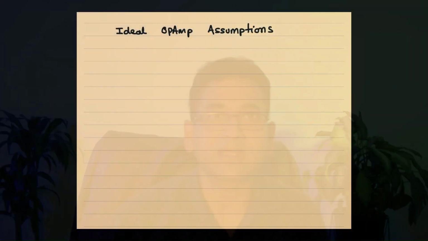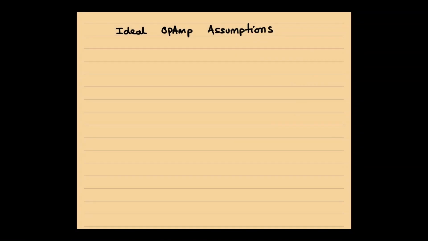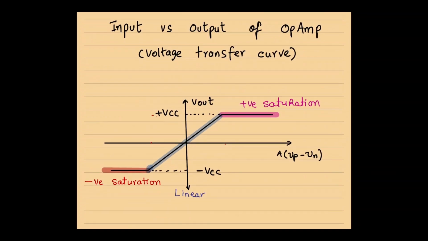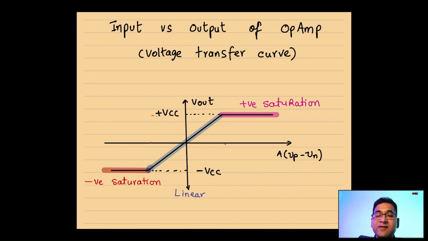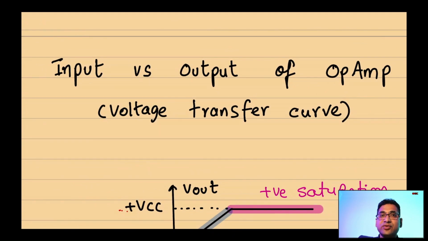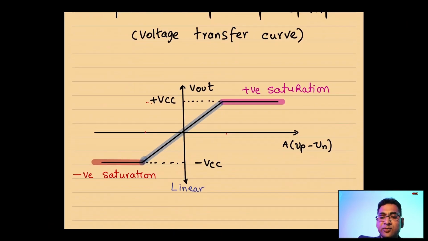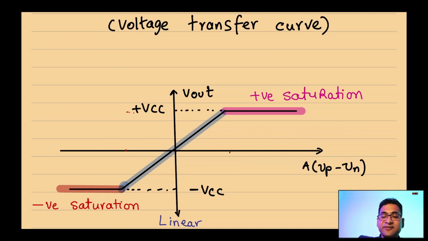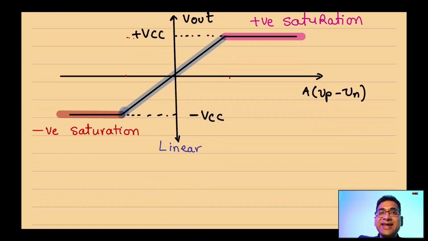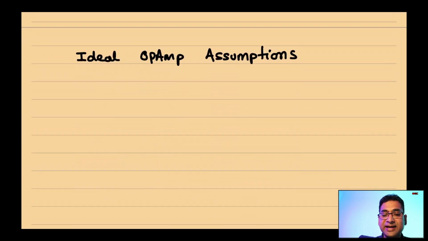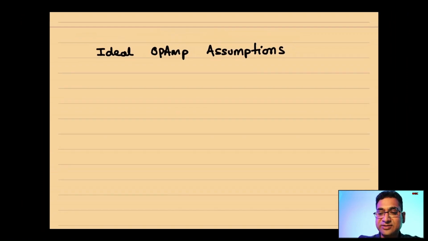Now, this is going to be a short video, a continuation of section 5.2. What we did in the last video is look at the relationship between input and output of the operational amplifier. They like to call it the voltage transfer curve. We saw that there are two regions of saturation and one region of linear operation. We like to keep it in linear operation as much as possible.